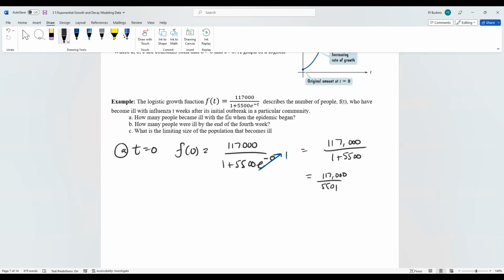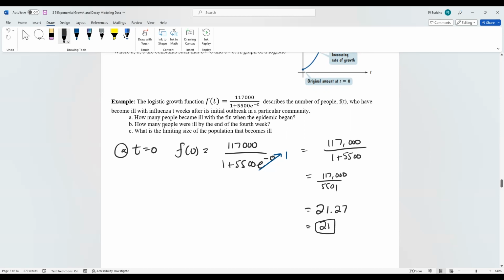So let's see what that gives us. I'll do the calculation here, and if you're following along, go ahead and try it yourself. I get 21.27. Now it says, how many people become ill with the flu when it began? Again, this can go either way. Personally, I would go to 22 because there's a portion of another person. If we use our normal rounding rules, we would say 21.